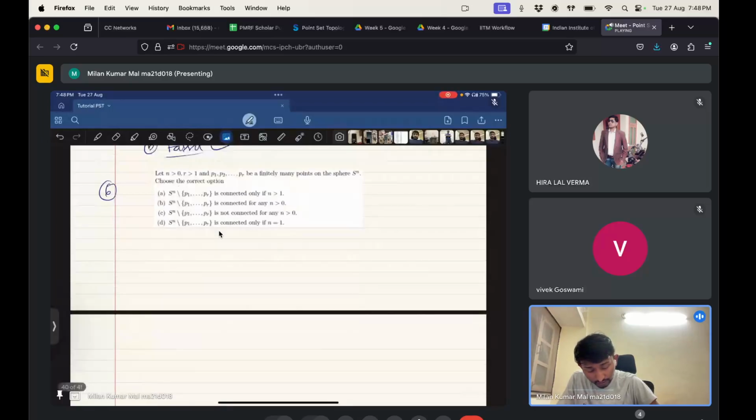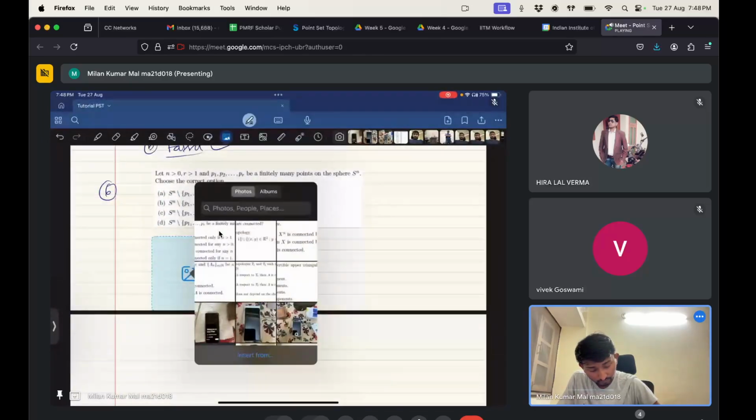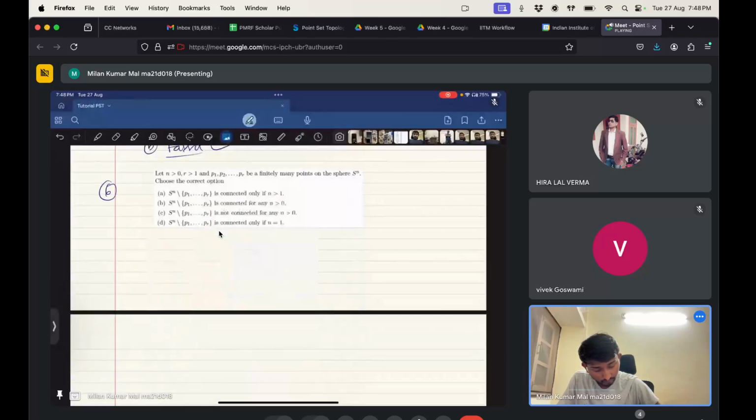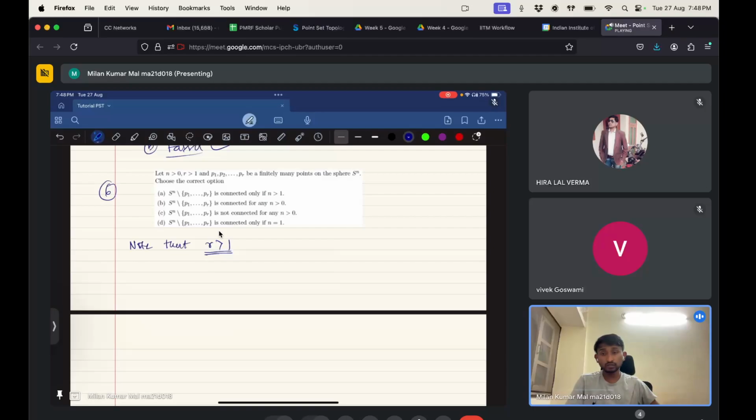Note that R is always greater than 1. That means this particular set, P1, P2, ..., PR, should contain at least two points, P1 and P2, at least.